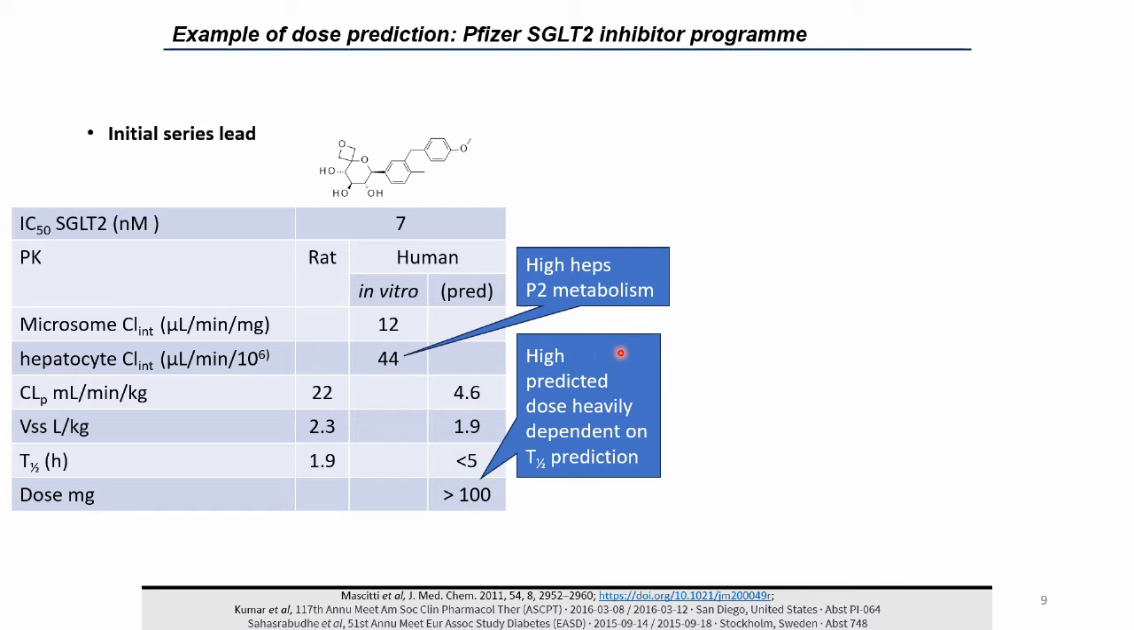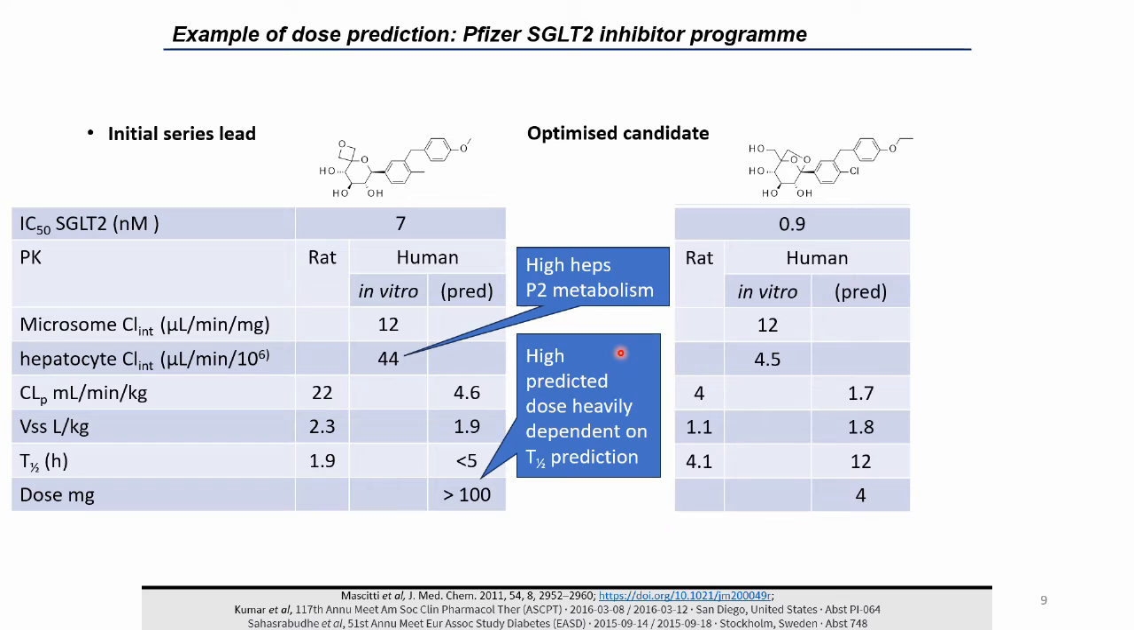So rather than take this compound forward, they did some further medicinal chemistry, changed the scaffold a bit, and came up with this optimized compound. Now this is significantly better. You can see they've reduced the rat clearance, although the volume of distribution is also reduced, but the half-life is now twice as long in rats. The human microsome clearance is about the same, but the hepatocyte clearance has come down, so it's not being subject to the same kinds of phase 2 metabolism.